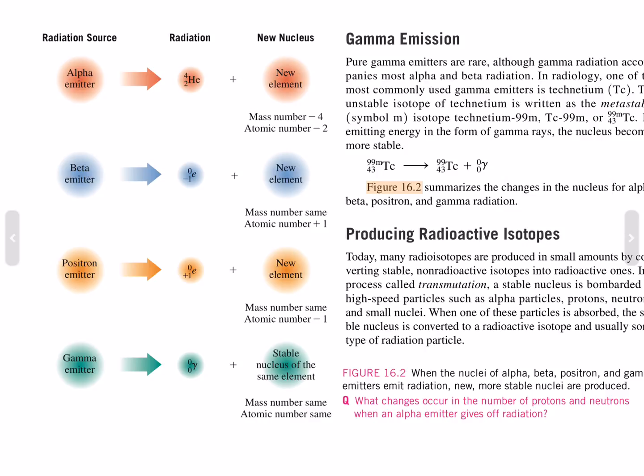An alpha emitter radiates a helium nucleus, and it becomes a new element. A beta emitter emits a high-speed electron and becomes a new element with an atomic number 1 greater than before. A positron emitter emits a positron. It becomes a new element with an atomic number 1 less than the original. And for a gamma emitter, the mass number is the same and the atomic number is the same, and it just makes the nucleus more stable.